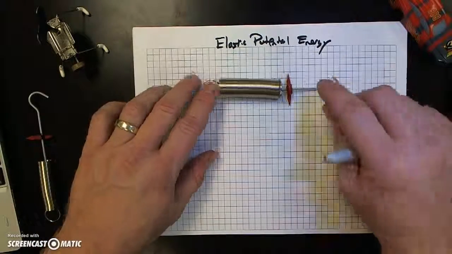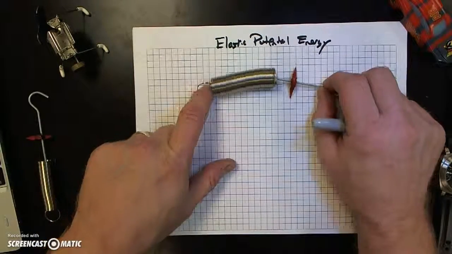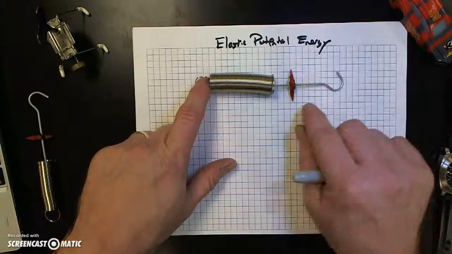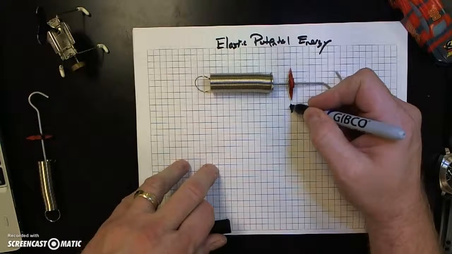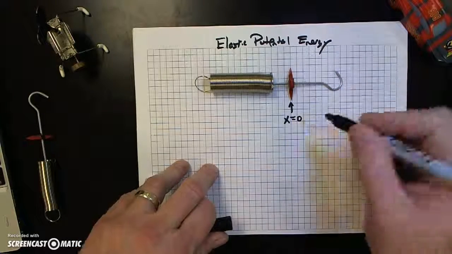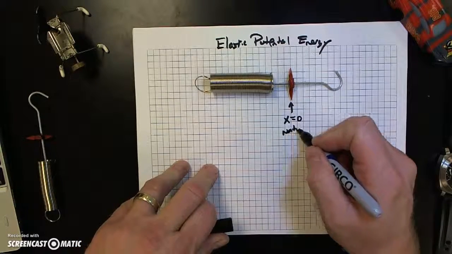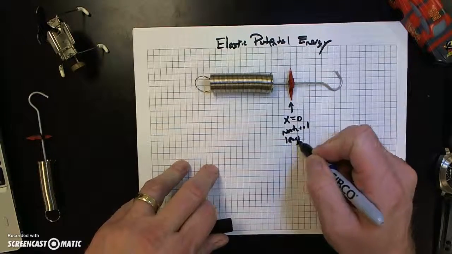So here I've got a spring, and if I hold this ring on this end and I just let it sit here naturally, right here, this little marker, I'm going to call that position 0. And this is very important. This is where x equals 0. That means this is the natural length of the spring.